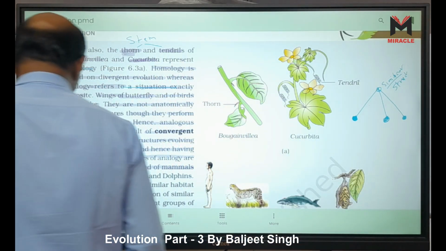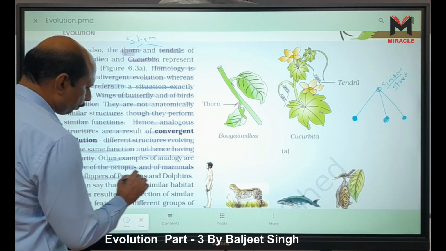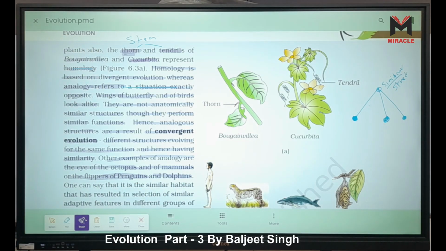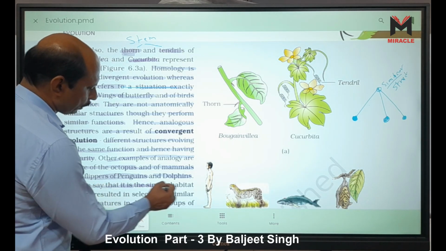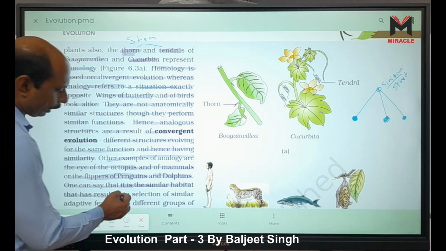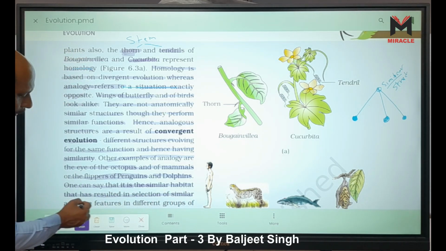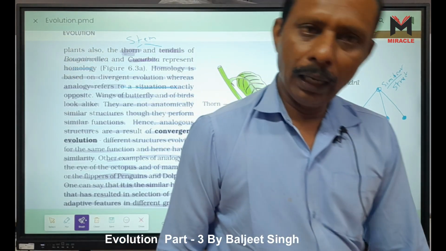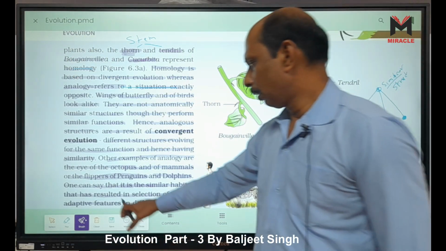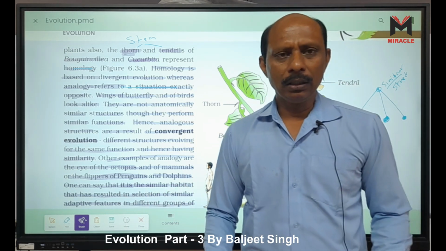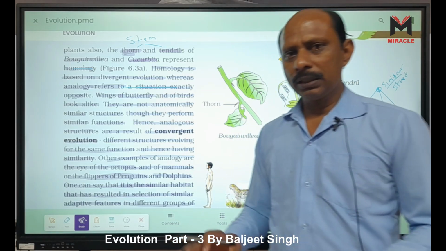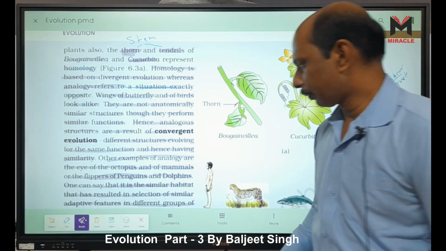Or the flippers of penguins, that is a bird, and the dolphin, that is a mammal. Origin is different, but function is the same. One can say that similar habitat has resulted in selection of similar adaptive features in different groups of organisms, and it is also correct. Because similar habitat is there, they need similar function, and similarity is there.